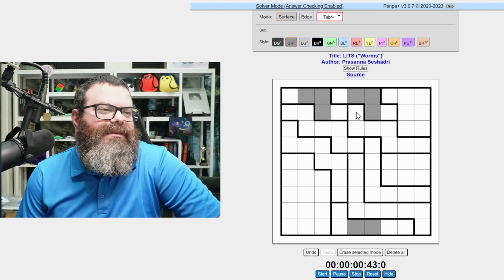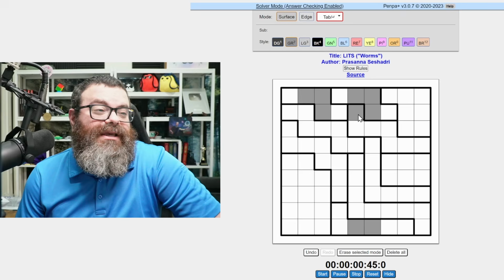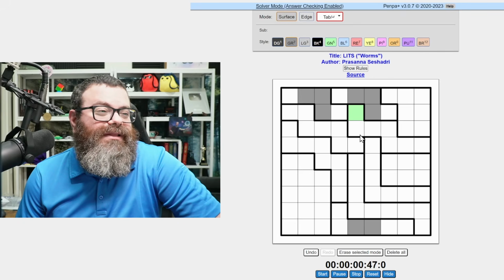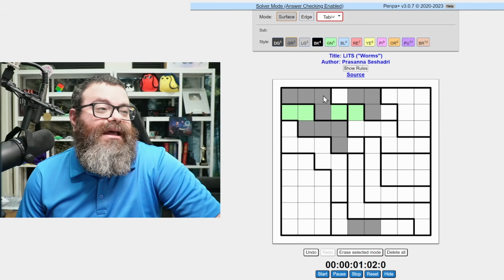Right. So this can't be shaded because it would make a 2x2, so we can just automatically not shade that. Same with this one. That means this isn't shaded because it wouldn't be able to get anywhere, right? We have to have 4 contiguous cells. And so now we're down to 5 here. So these 3 are going to be shaded for sure. That means we can't shade this one. That makes this an L. Now this can't be an L because it would touch another L. And so that has to be an S.